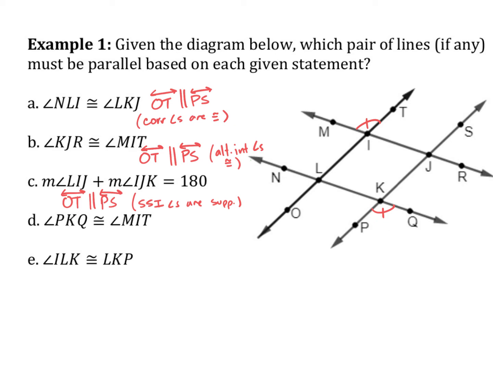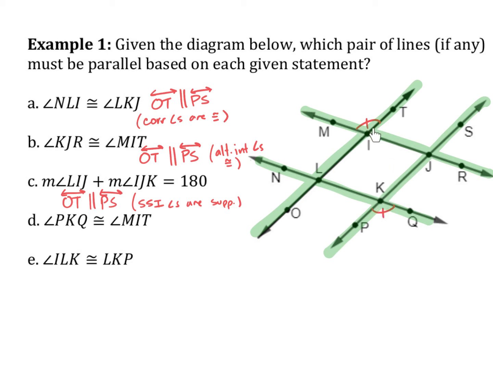But if I trace out the lines that I need to make each angle, those two lines I need to make angle PKQ, and then these two lines to make angle MIT, what you'll notice is I don't have the situation from the theorems I learned at the beginning of the note sheet. I don't have two lines crossed by one transversal. I'm actually using 4 different lines to make these two angles. And since my hypothesis on that statement isn't true, I can't use that statement to make any conclusions.